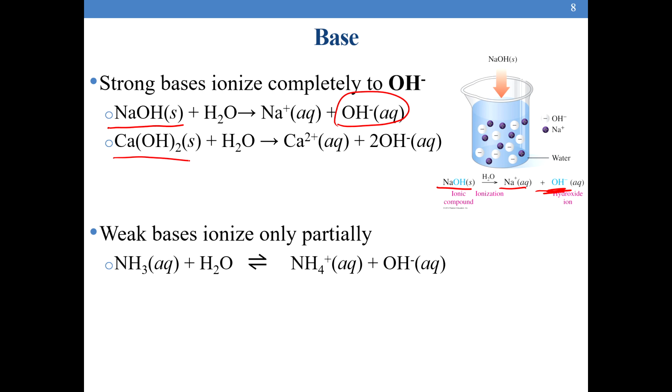Calcium hydroxide, which you should recognize from the parentheses around the hydroxide ion in the formula, also forms a hydroxide ion, okay? So these are completely ionized. We form a Ca2 plus and a sodium 1 plus, okay? Pretty straightforward. Weak bases, you're going to also see the equilibrium arrow.